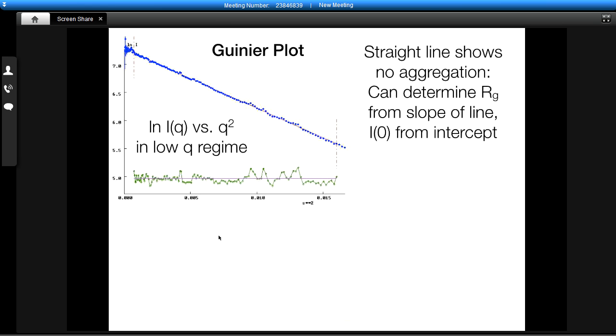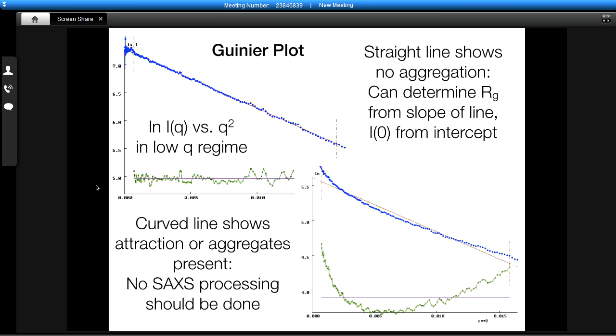So if you actually plot that in what's called a Guinier plot, what you should see is your data should be linear. And so this can actually tell you something about the structure factor of your solution. So if your data is not linear, say it's got a positive curvature here, what that means is that you've got some kind of attraction or aggregation in your data, and you don't want to be processing this data.